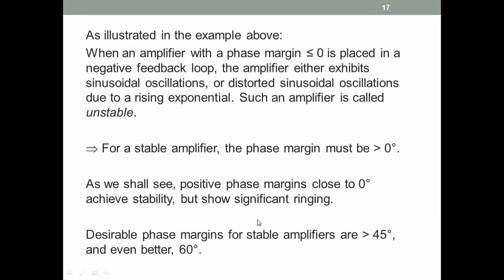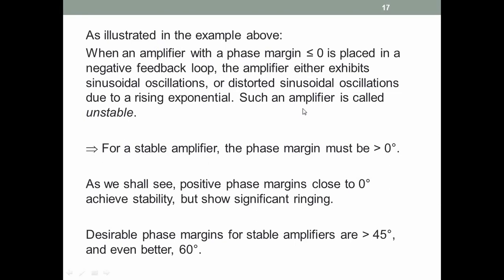Okay, let's summarize this again. What I just said is here: such an amplifier is called unstable. Whenever an amplifier has a phase margin less than or equal to 0, the amplifier exhibits oscillations, and so it is unstable. By the way, I have not proved this. I have illustrated this with an example. Proof is not easy, so we will not go through it. I think you may do the proof when you do a course on control systems, control theory. Here we'll just take it by this illustration. We'll accept that if the phase margin is less than 0, the amplifier will oscillate, which means that for a stable amplifier, the phase margin must be greater than 0 degrees.